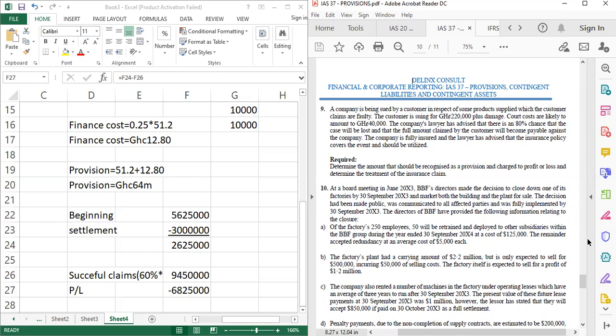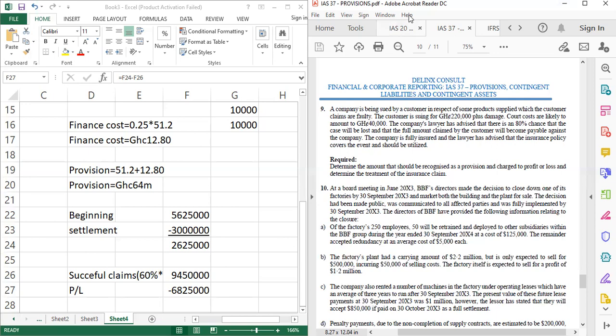We can't recognize the insurance claim because it's a contingent asset, and we are not receiving any information from the insurance company that they are going to pay us the amount. So we just wait; when they pay us, fine. When they don't pay us, fine. That is all. So try the questions, if you have any problem.